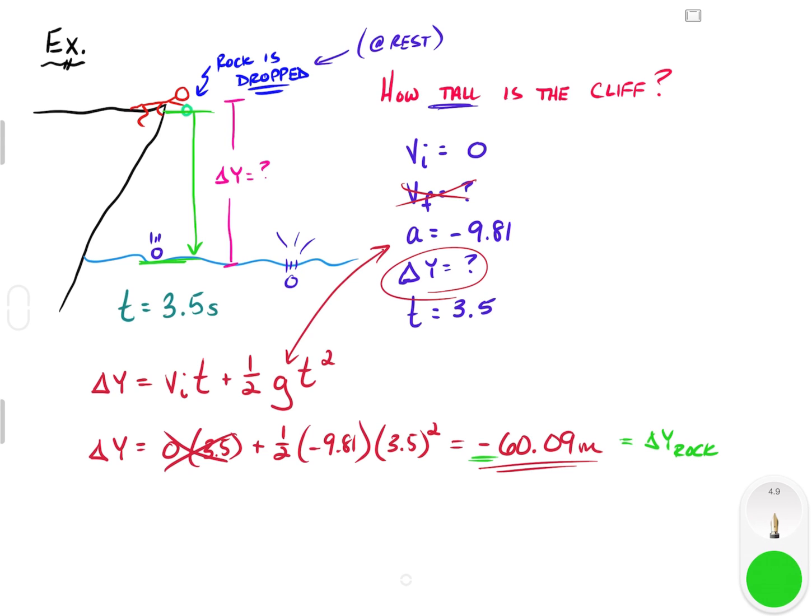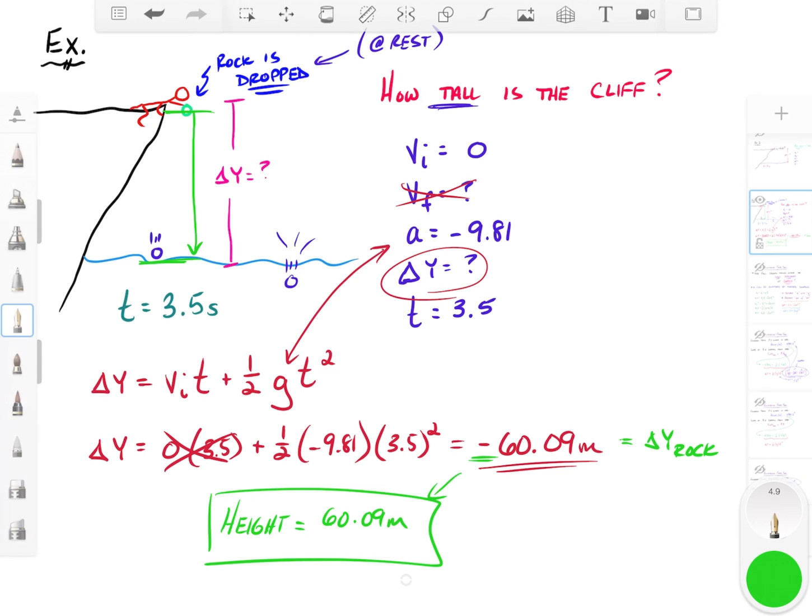If I want to measure the height of the cliff, we don't usually measure with negative numbers. So if the rock fell from the top to the bottom down 60.09 meters, we can flip that around and say that the height of this is just the reverse. So the height of this cliff must be 60.09 meters, since we measure height in the positive direction from the bottom up. All right, so you're just going to use kinematics, and we're going to adjust that very slightly.